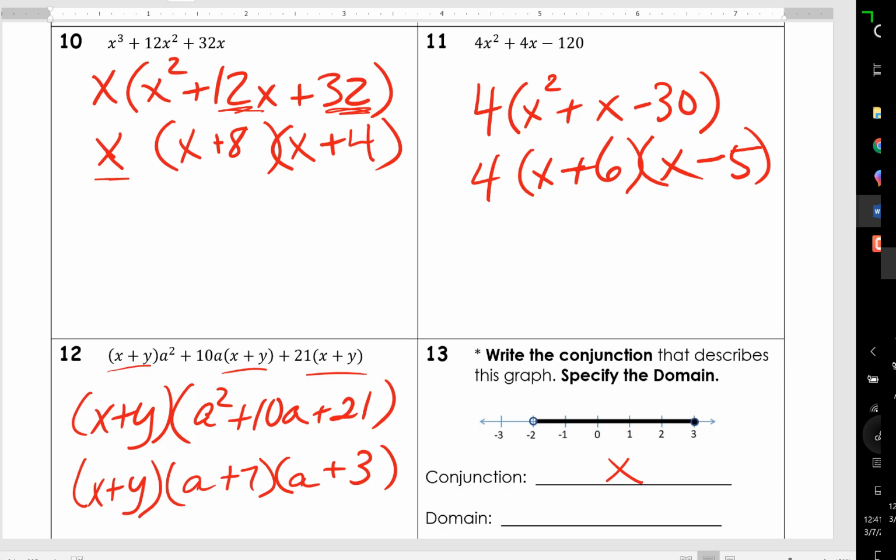And what you're actually going to say is that negative 2 is less than x, so that means that x is greater than negative 2, and x is less than or equal to 3. So that's where x is between negative 2 and 3, including 3. And then the domain on this graph is the real numbers. If it was the integers, it would have dots instead of a solid line like that.